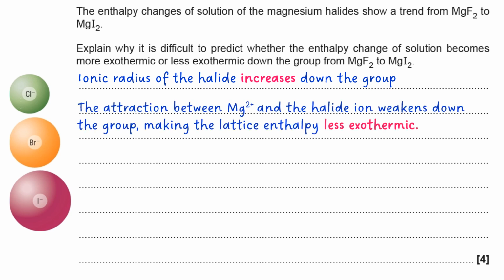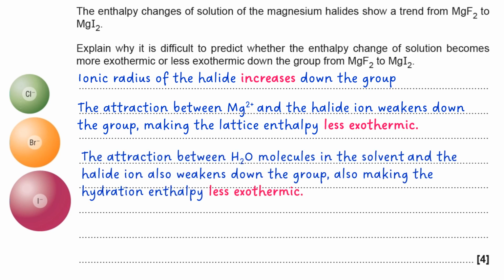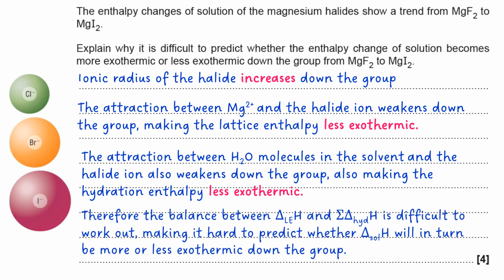So like we said before, the attraction between the magnesium 2+ and the halide ion weakens. It gets less strong down the group, making the lattice enthalpy less exothermic. In addition, the attraction between the water molecules in the solvent and the halide ion also gets less strong down the group, and this in turn makes the hydration enthalpy also less exothermic. So if they're getting less exothermic together, it's quite difficult to work out the balance between them. So in other words, it's hard to predict whether delta sol H will in turn be more or less exothermic down the group.